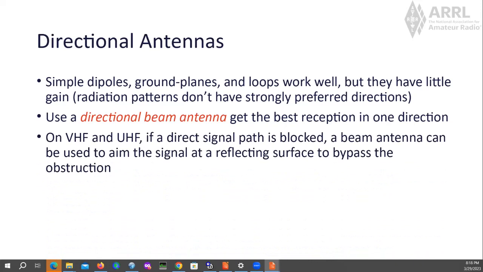On VHF and UHF, if a direct signal path is blocked, a beam antenna can be used to aim the signal at a reflecting surface to bypass the obstruction. That reflecting surface may be a mountain or a building or some other such thing that may be out there. So in general, you point your antenna in the direction of best reception, even if that's not the direction in which you need to be talking, and that reflection will help you in both directions.